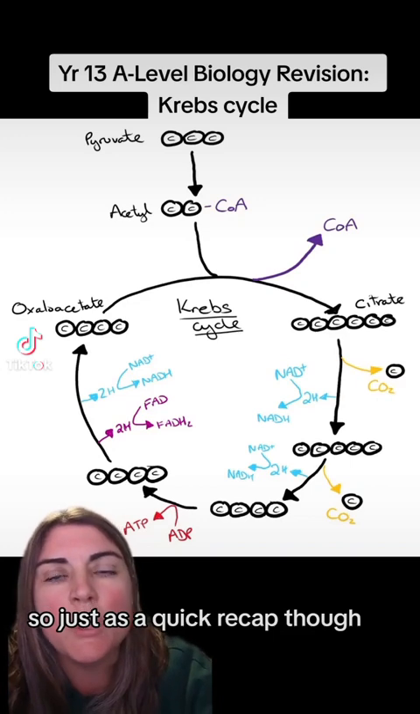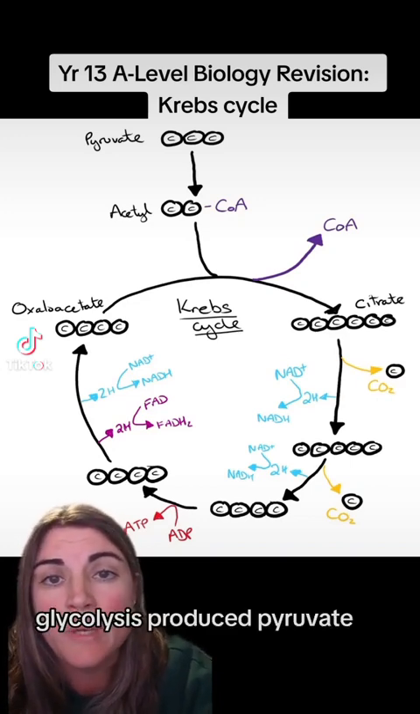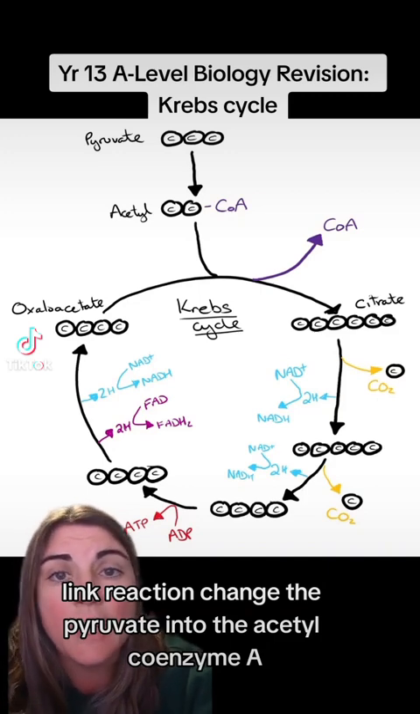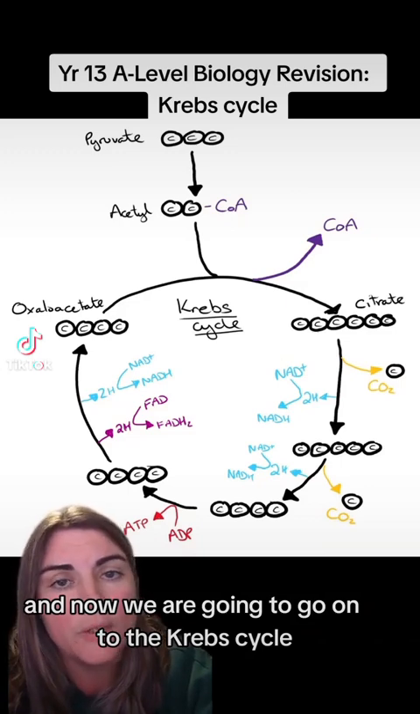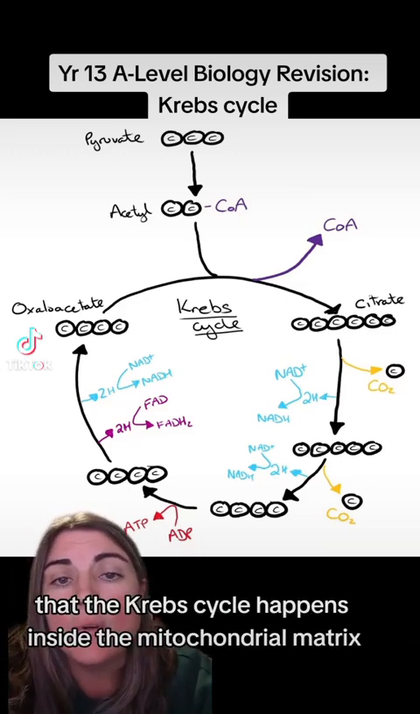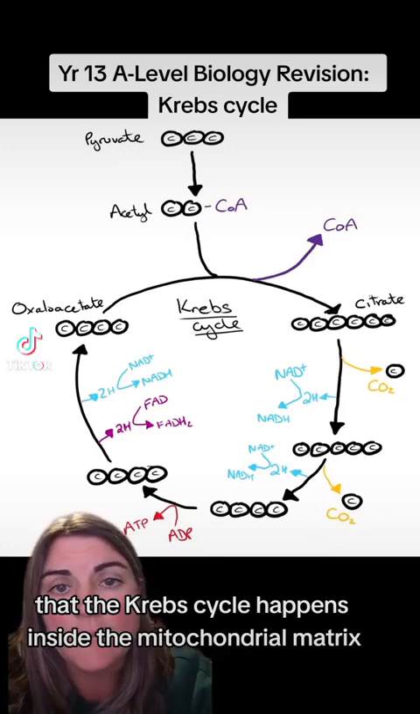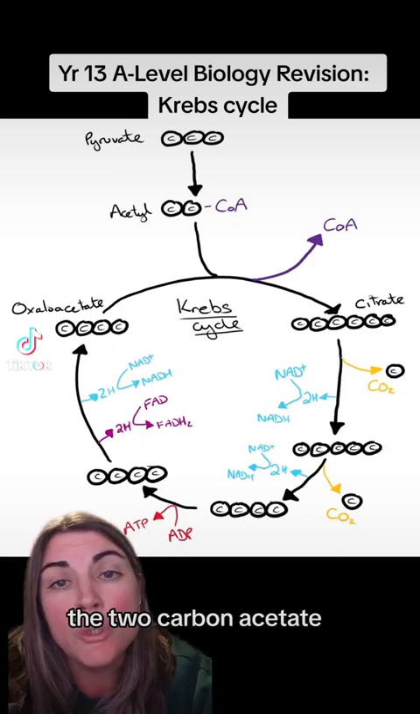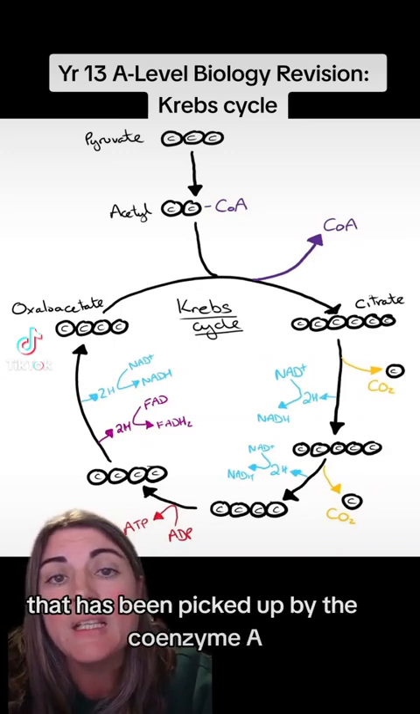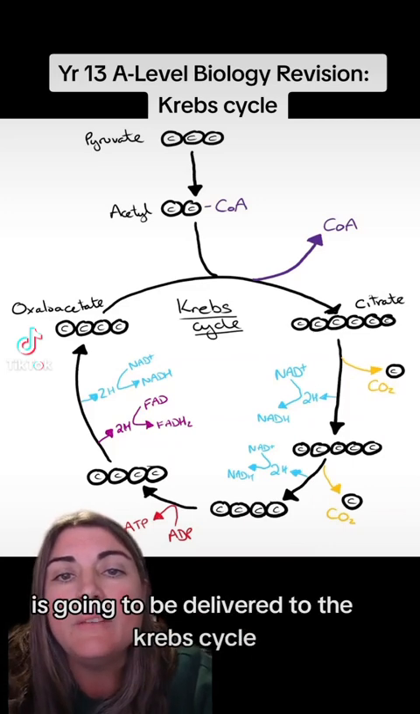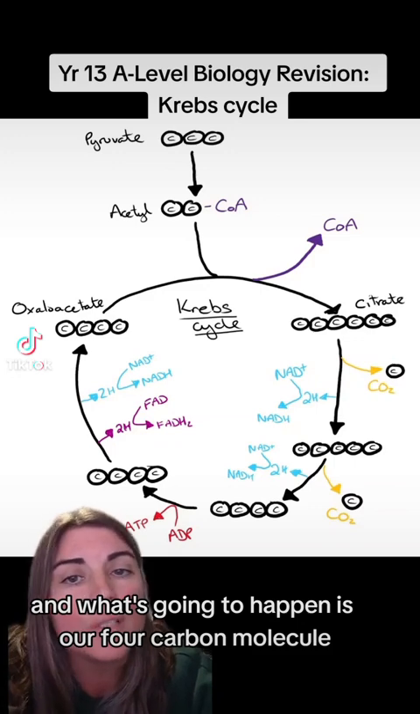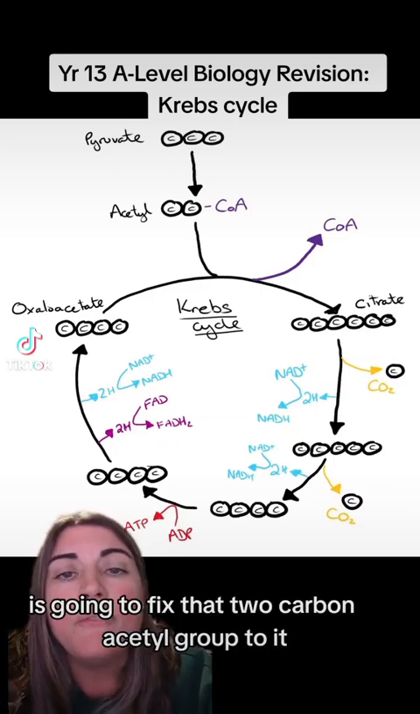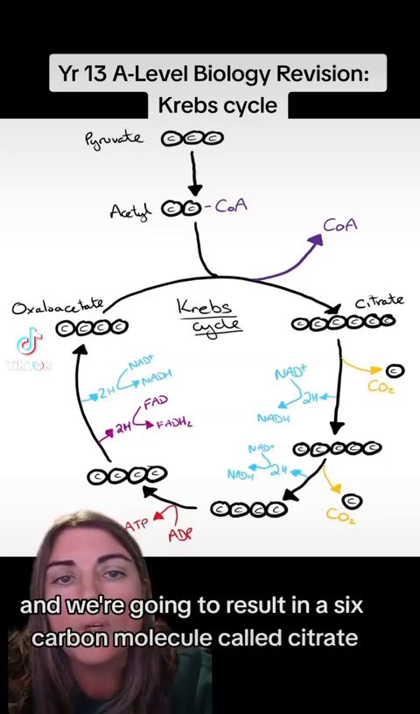So just as a quick recap though, glycolysis produced pyruvate. Link reaction changed the pyruvate into the acetyl coenzyme A. And now we are going to go on to the Krebs cycle. So it's important to understand that the Krebs cycle happens inside the mitochondrial matrix. Now, the acetyl coenzyme A, the 2-carbon acetate that has been picked up by the coenzyme A, is going to be delivered to the Krebs cycle. And what's going to happen is our 4-carbon molecule, oxaloacetate, is going to fix that 2-carbon acetyl group to it, and we're going to result in a 6-carbon molecule called citrate.